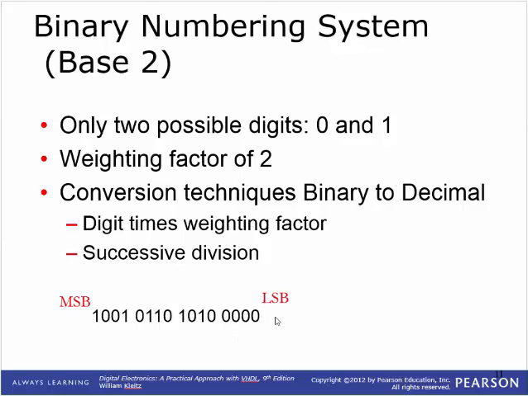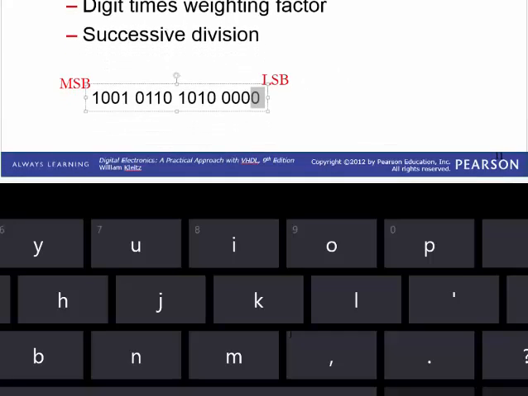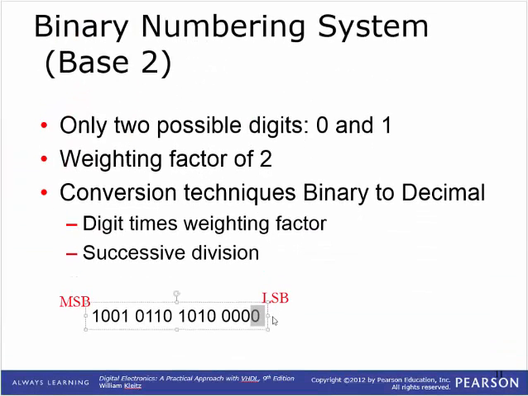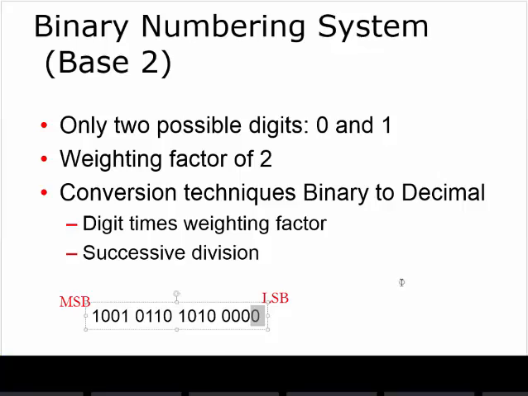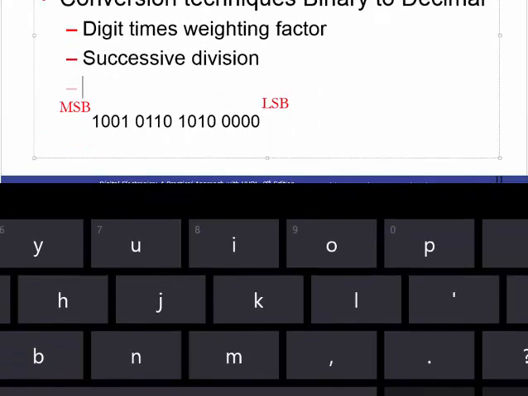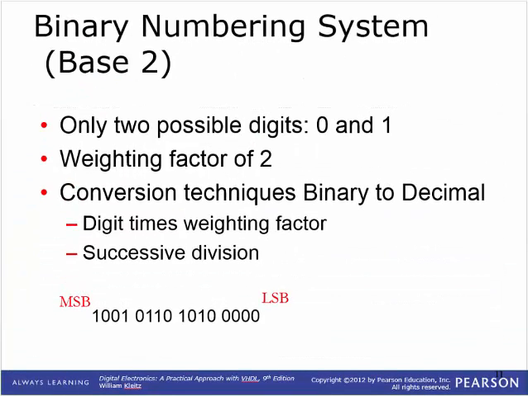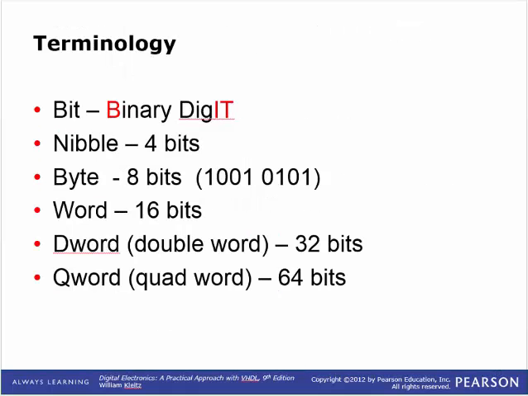And once again, I'm going to refresh your memory that this digit right here is the least significant bit, and the one over here is the most significant bit. Important terminology. Other terminology that we need in digital systems. A bit is a binary digit, so it's a 0 or a 1. That's what a bit is.